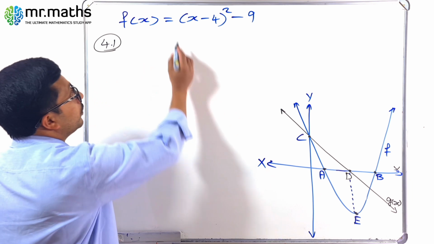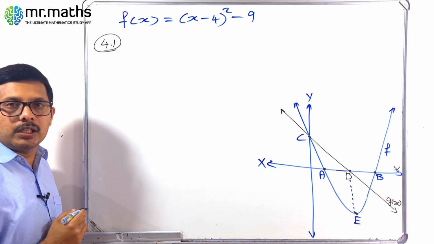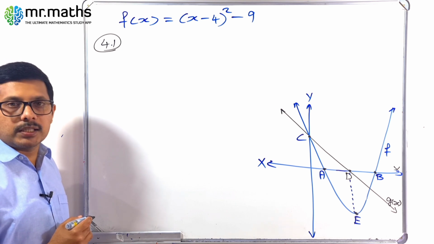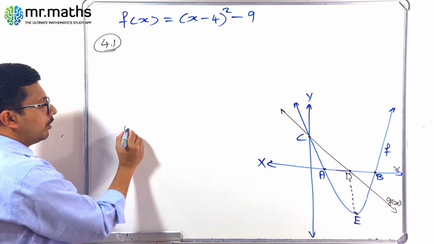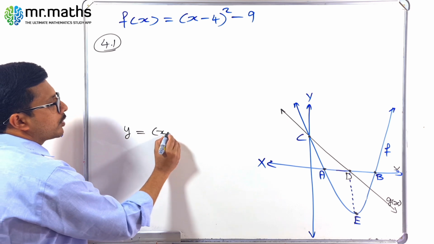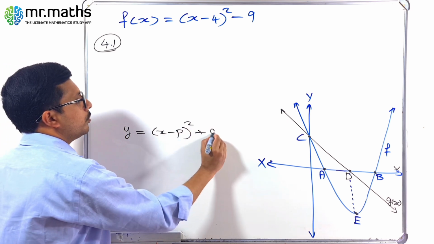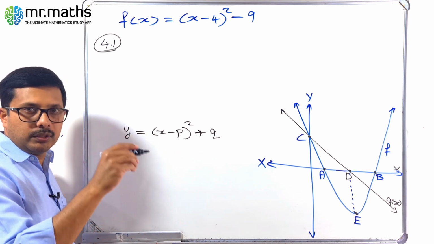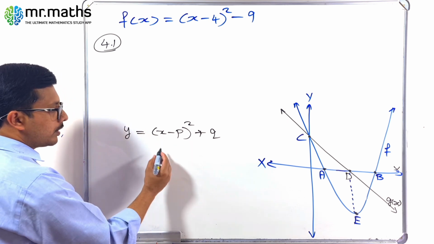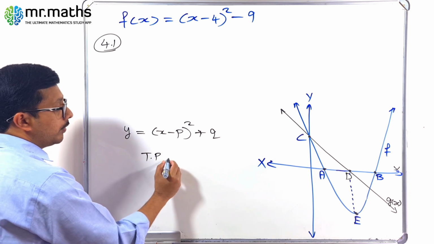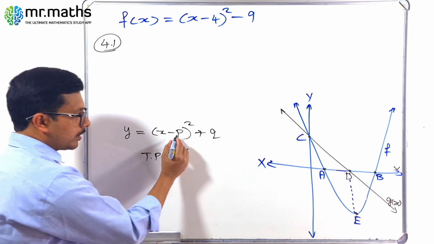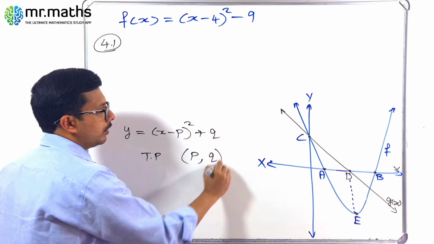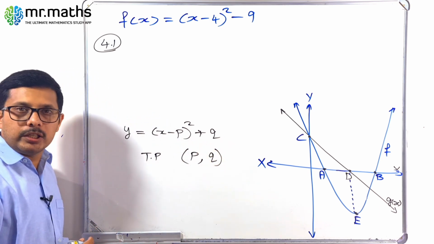There is an equation given: f of x is equal to x minus 4 the whole square minus 9. In grade 11 you studied y is equal to x minus p the whole square plus q. What type of equation is this? It is a parabola, or a quadratic equation. Am I right? Then what is the turning point coordinate? Here it is minus p, so you have to write positive p comma this value q. That is the coordinate of the turning point.